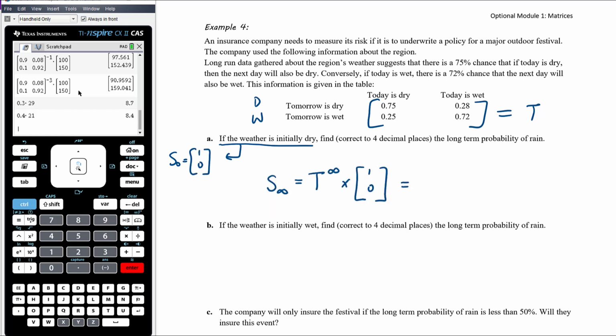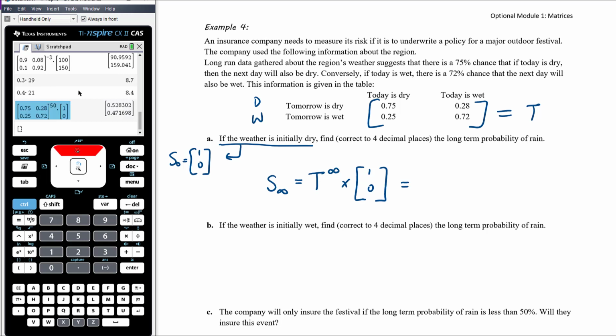Okay. So in practice in my CAS, obviously I'm not going to put T to the power of infinity, but I'll just put T to the power of 50 in my CAS, but I am still working out the steady state solution, so on the paper I'm going to write infinity. So 0.75, 0.28, 0.25, and 0.72. I'm going to raise that to a power of 50, and we're going to multiply that by the initial state, which is 1, 0.